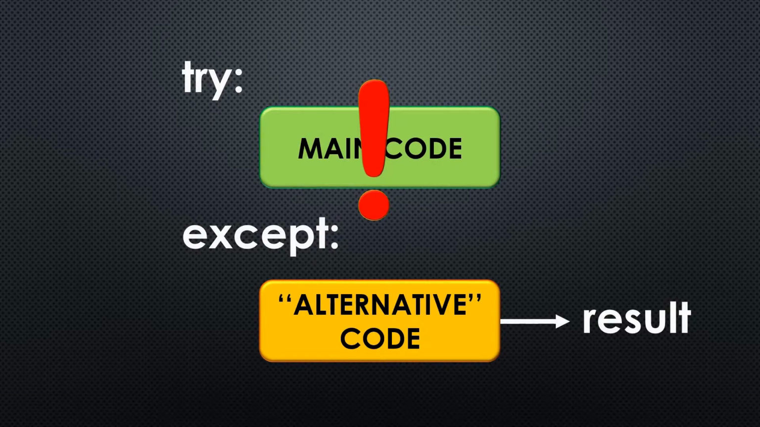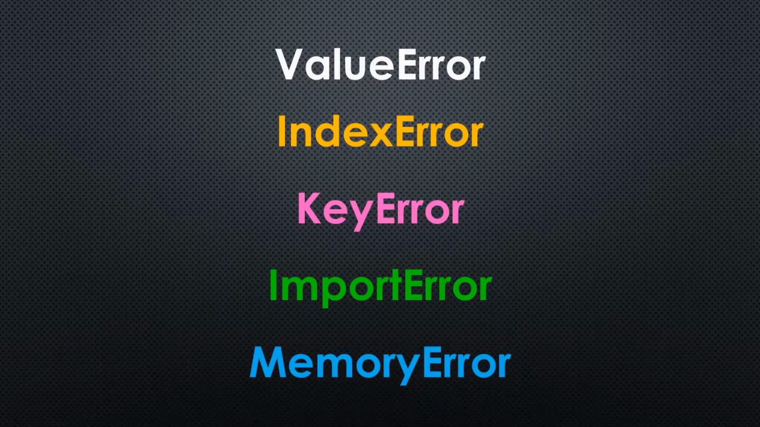Remember that we can also specify the type of error we want to handle. Here are some examples. We have a value error, which applies, for example, if we try to calculate the square root of a negative number. An index error, which occurs if we reference an index which is not contained in a list. A key error, which relates to dictionaries. An import error, which concerns libraries. And a memory error, which means that we have run out of memory on our computer. These different error categories mean that you can target specific errors and also provide different alternative codes for each different error.